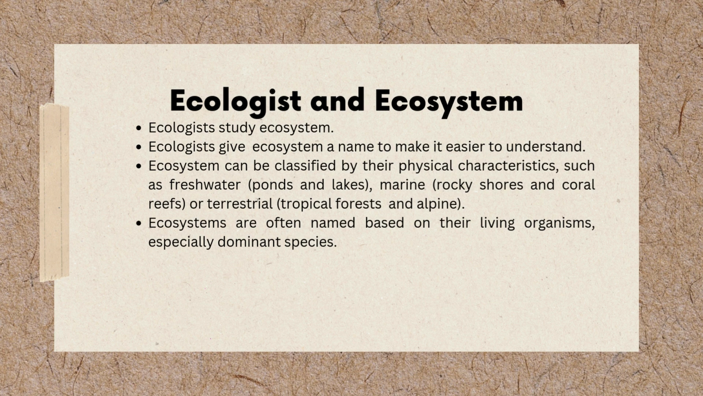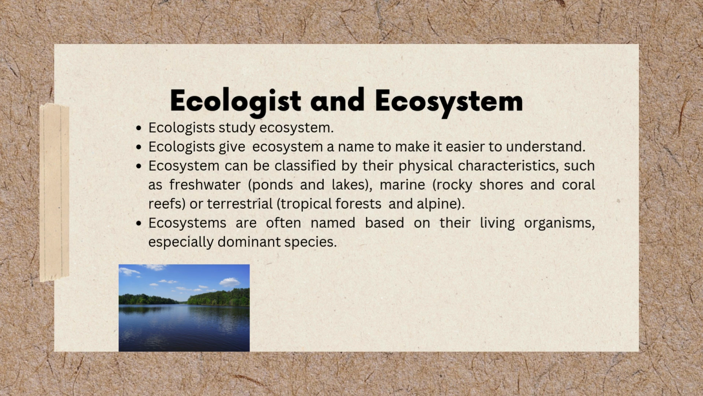When ecologists study an ecosystem, they give it a name to make it easier to understand. Ecosystems can be classified by their physical characteristics, such as being freshwater, marine, or terrestrial. Each of these categories has different types.